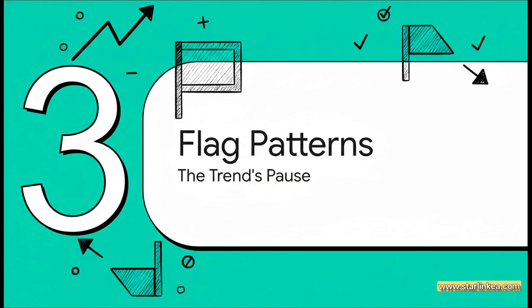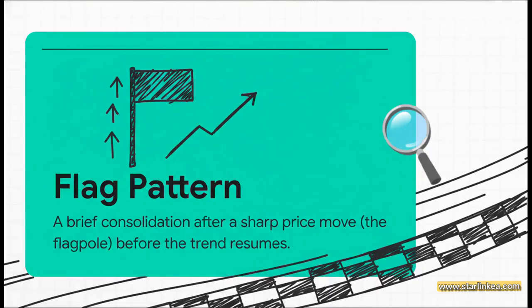Well, that's where we get something called the flag pattern. The best way to think about a flag pattern is like a quick pause, maybe a pit stop during a big race. The market just made a huge, fast move. That's what we call the flagpole. And now it's just consolidating, kind of catching its breath inside that little rectangle. That's the flag. Before, you guessed it, probably continuing in the exact same direction.